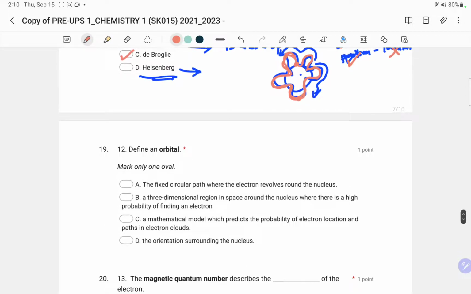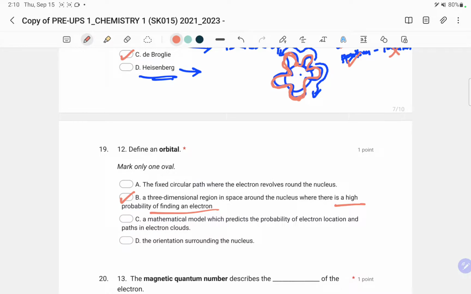Okay, number 12, define an orbital. So orbital adalah 3D space di mana kita boleh jumpa elektron. Macam saya cakap sebelum ni, orbital ni adalah rumah kepada elektron. Okay, tempat kita nak cari. Kalau kita nak cari orang, kita cari dekat rumah dia.